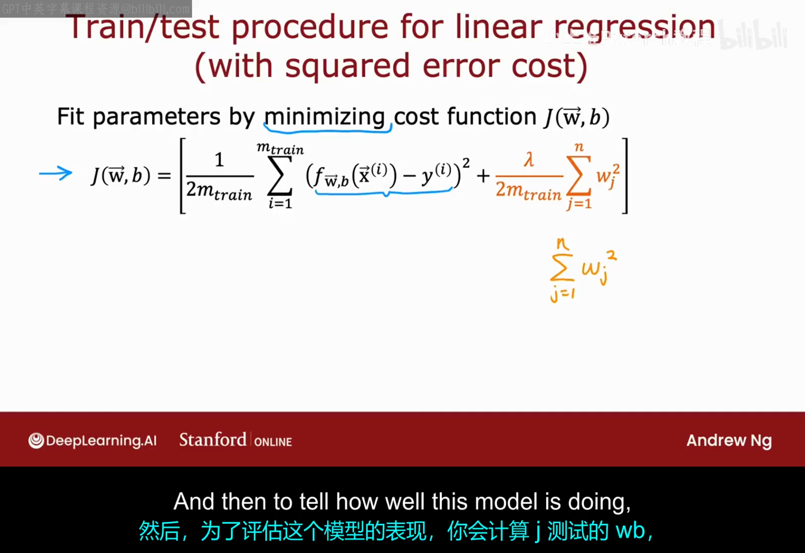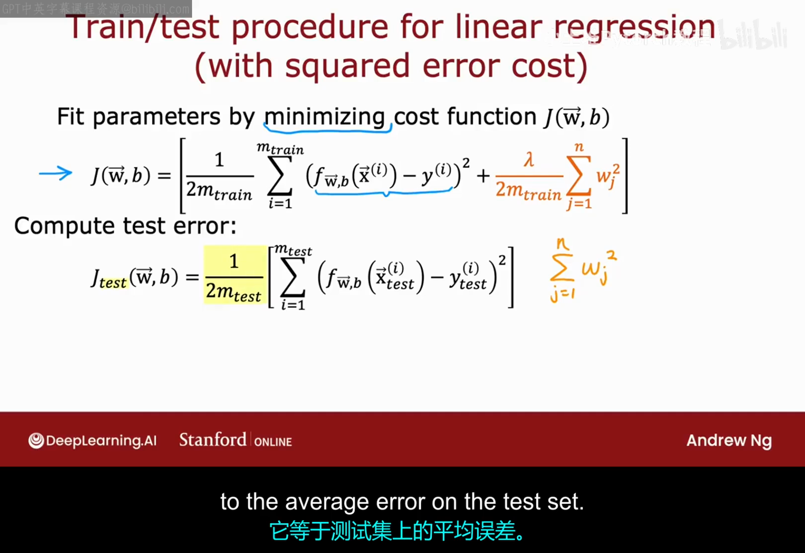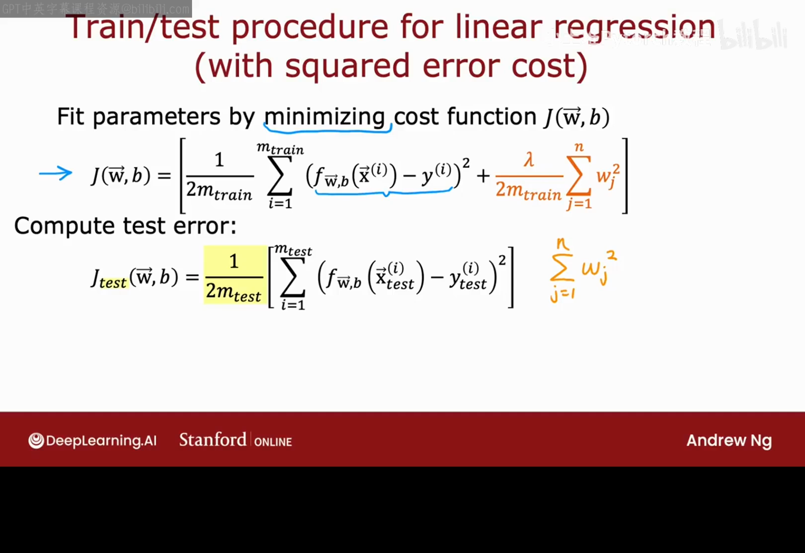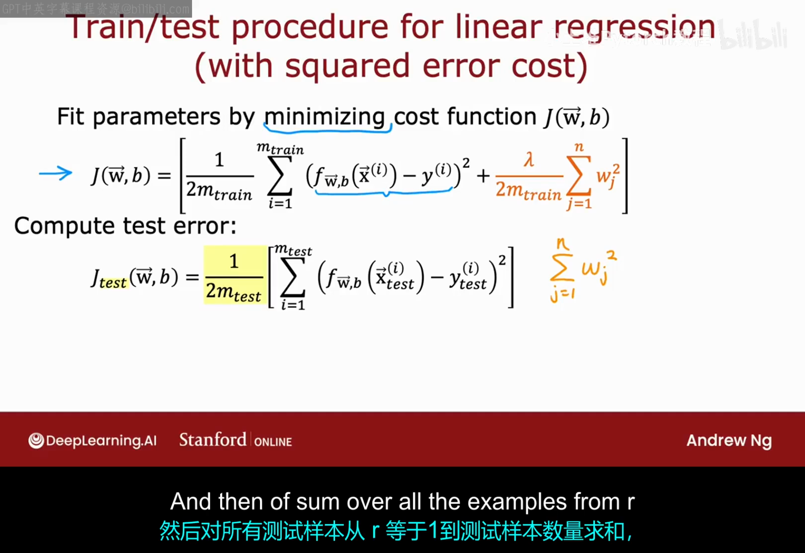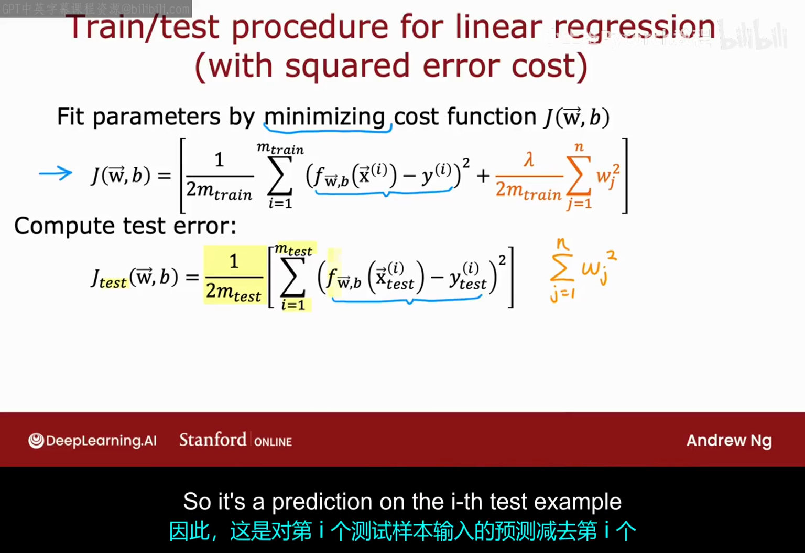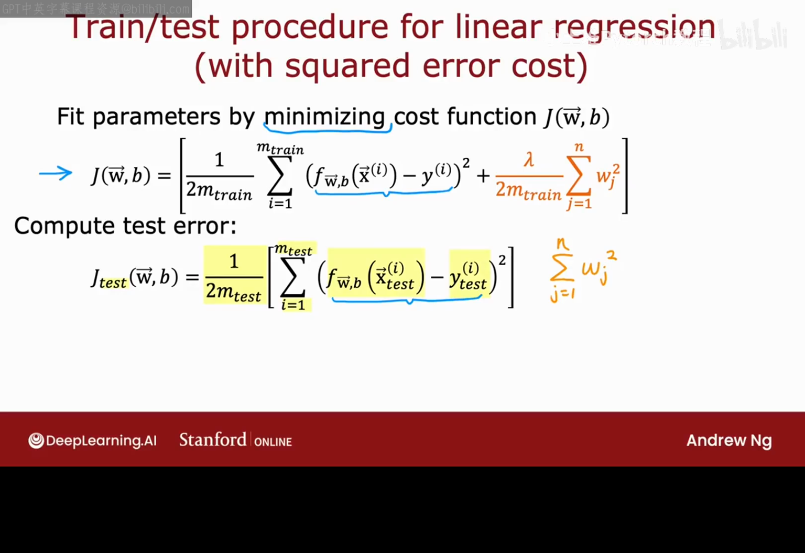And then to tell how well this model is doing, you would compute J test of w, b, which is equal to the average error on the test set. And that's just equal to 1 over 2 times m test, that's the number of test examples, and then the sum over all the examples from i equals 1 to the number of test examples of the squared error on each of the test examples, like so. So it's a prediction on the ith test example input minus the actual price of the house on the ith test example, squared.